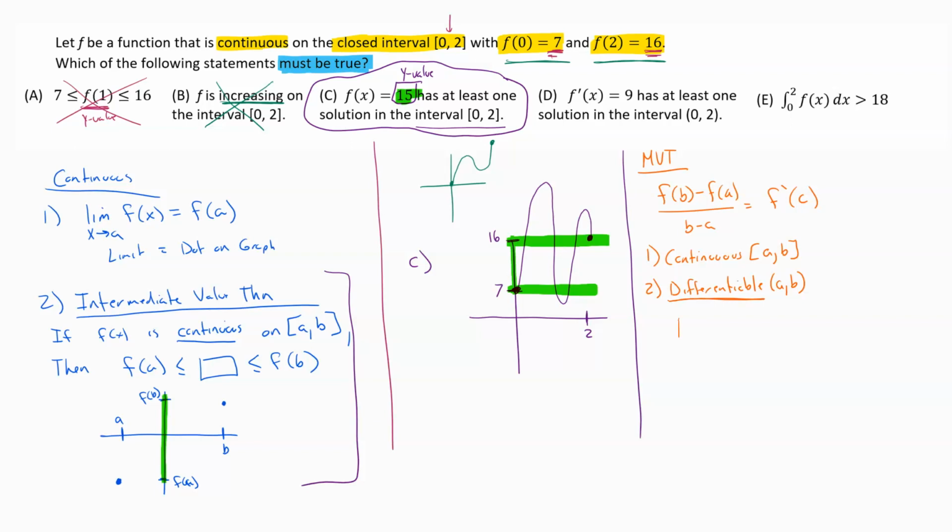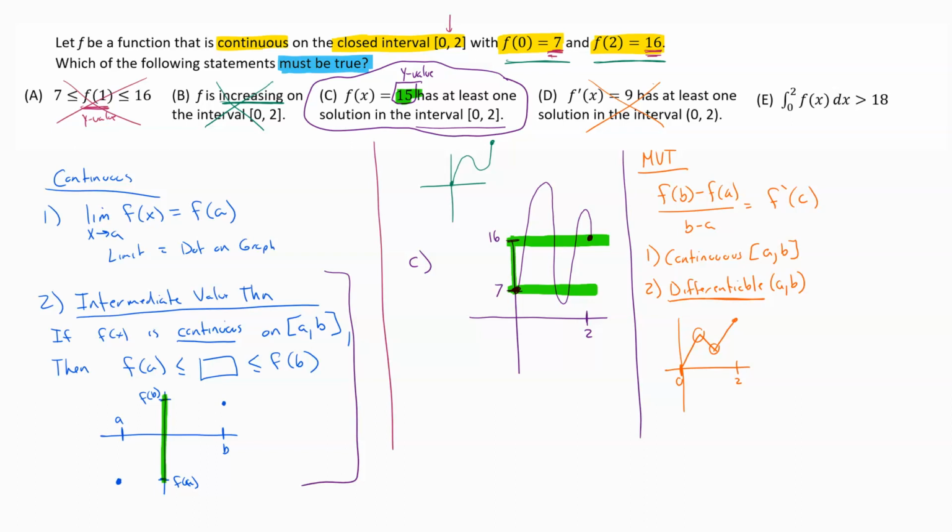You could have a graph going between 0 and 2 that ends up with some sharp corners happening here. And if that happens, then at these places here, the graph is not differentiable. And so we are not guaranteed the outcome of the mean value theorem. So therefore, D would be off the table.